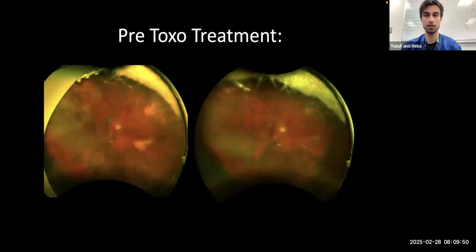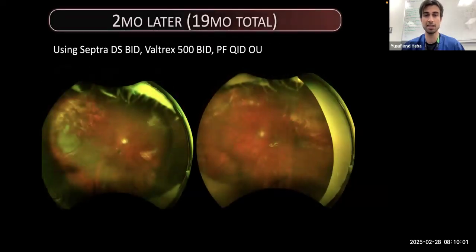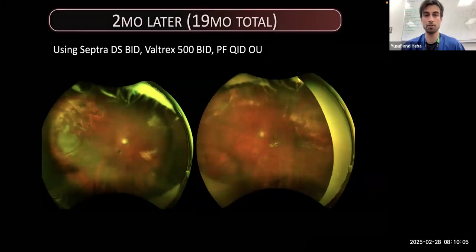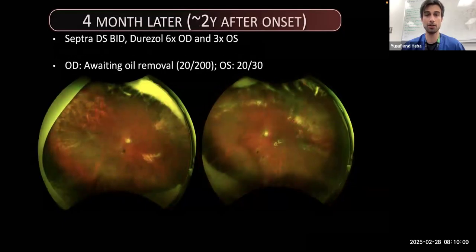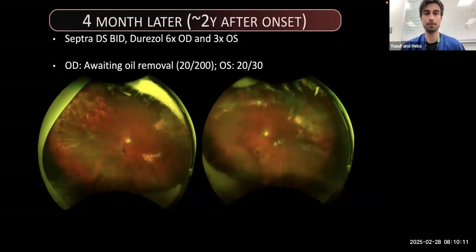So just to reorient yourselves here, before the toxo treatment was started, there were these large areas of retinitis in the right eye with a lot of vitritis. And then 2 months later, you can see significant clearing of the vitritis and also some improvement in the retinitis. And then if we jump another 4 months later, you can see complete quiescence of the retinitis with much improved vitritis furthermore. So the patient responded extremely well to the Septra.